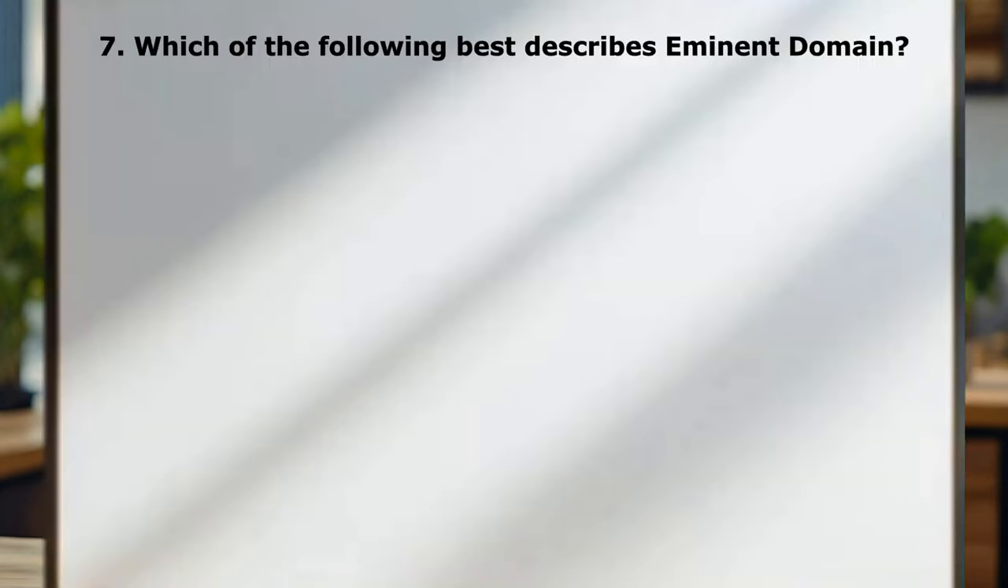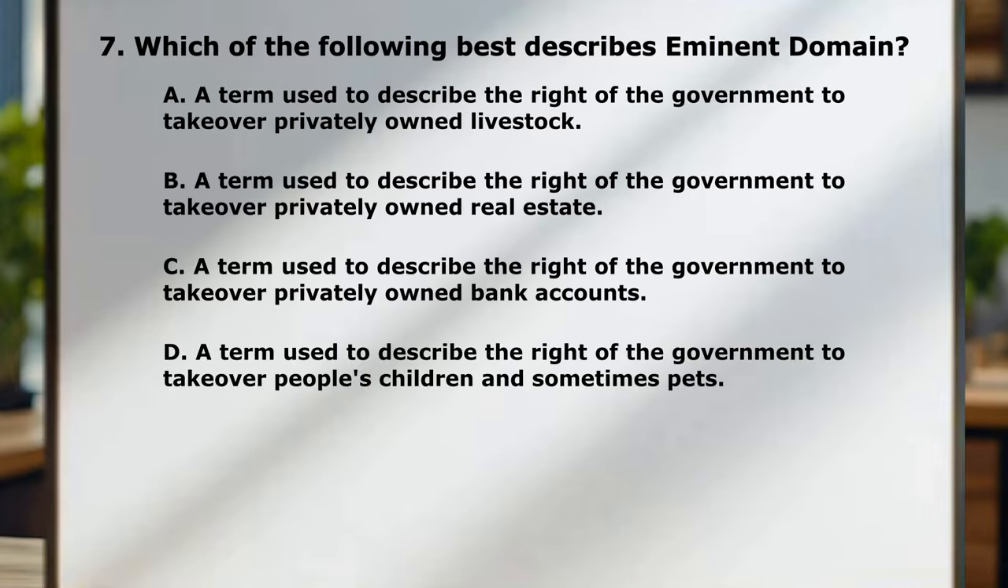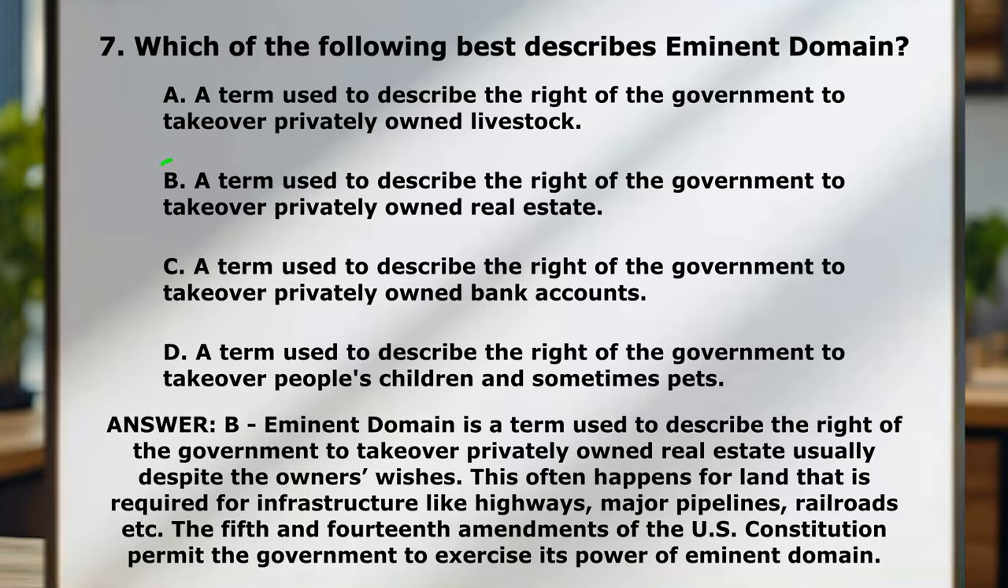Question number 7. Which of the following best describes eminent domain? A, a term used to describe the right of the government to take over privately owned livestock. B, a term used to describe the right of the government to take over privately owned real estate. C, a term used to describe the right of the government to take over privately owned bank accounts. And D, a term used to describe the right of the government to take over people's children and sometimes pets. Okay, so the answer here is B.